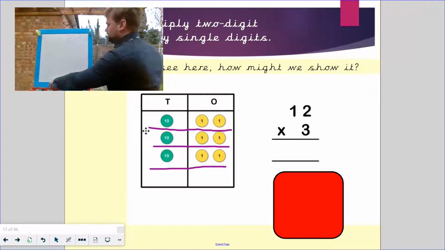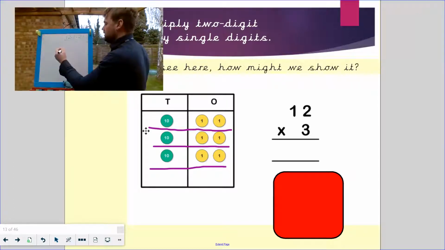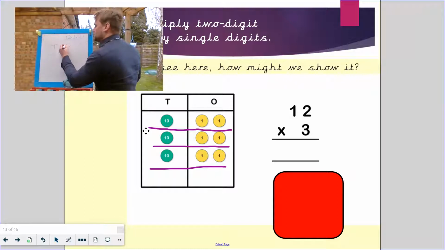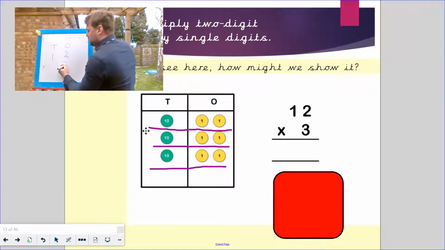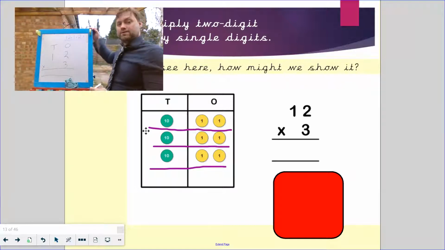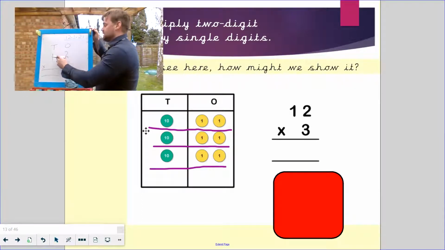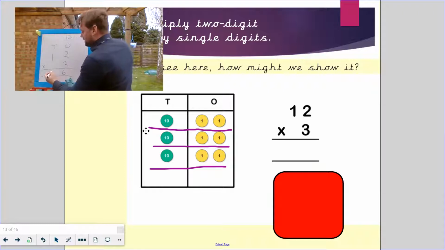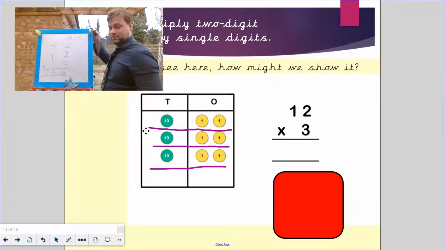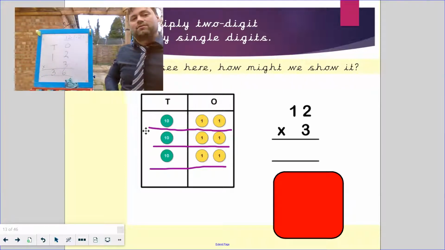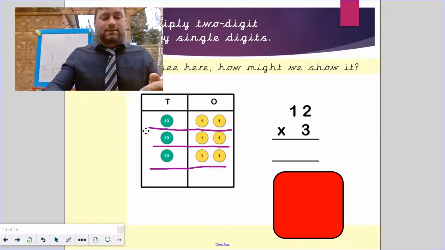we would have our tens column and our ones column, we write 12 here, multiplied by 3, and then we multiply our ones first. 2 times 3 is 6, and then we multiply our tens. 10 times 3 is 30. We only need to write a 3 there to show that that is 30. So 12 times 3 is 36.